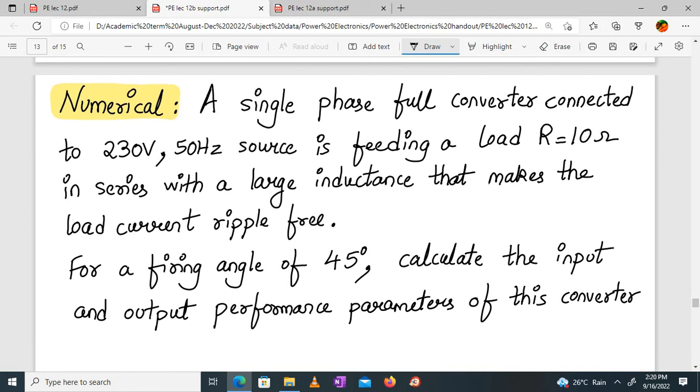A single phase full converter connected to 230 volts 50 hertz source is feeding a load R equal to 10 ohms in series with a large inductance that makes the load current ripple free. Correct? Load current constant है और L का वैल्यू नहीं दिया. देखो बोला लार्ज इंडक्टेंस है, L का वैल्यू चाहिए भी नहीं, because I out average will be V out average upon R. L आता ही नहीं है. For a firing angle of 45 degrees, calculate the input and output performance parameters of this converter. So what do you mean by performance parameters? Everything whatever we have discussed.